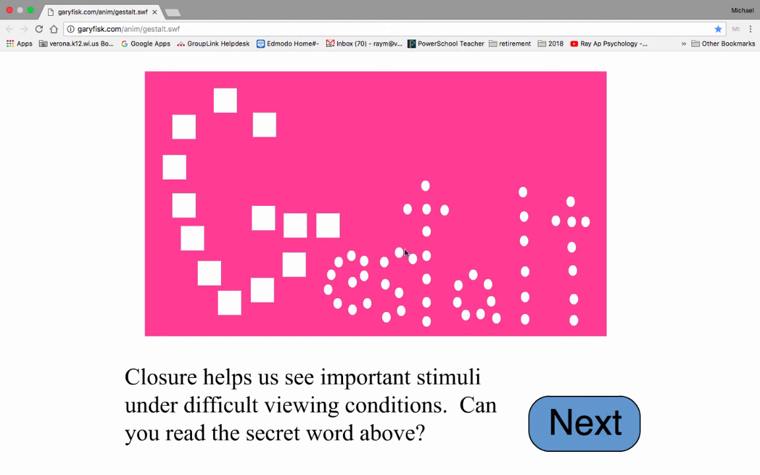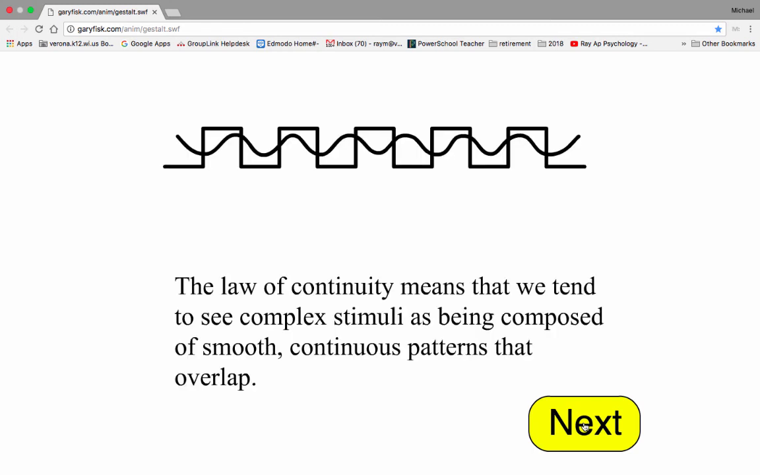And then closure also helps us see words in holiday lights, for example. So we might see Gestalt here, see the T and the A and the L and the T, even though there are no connected dots here. Closure helps us see things, see words in lights and so forth.